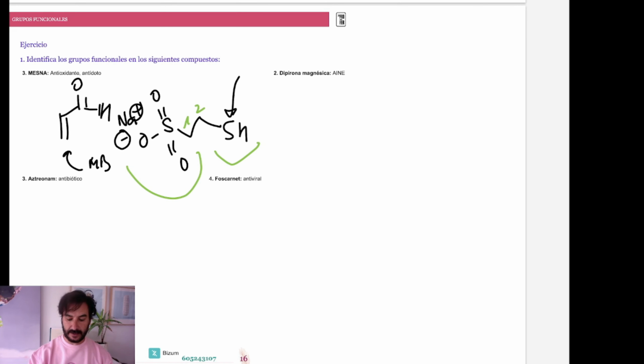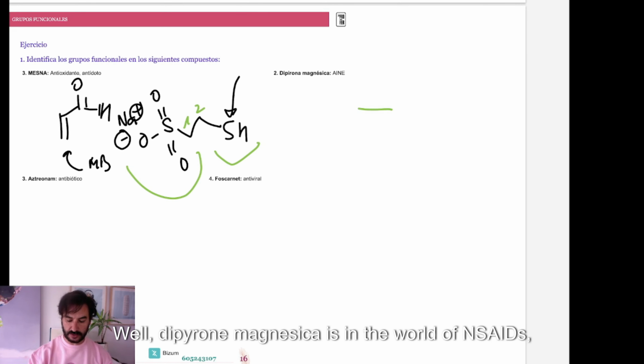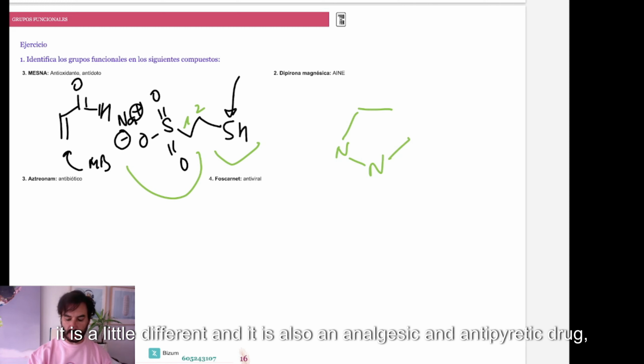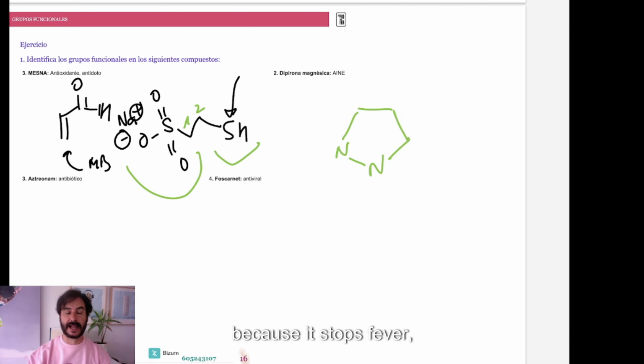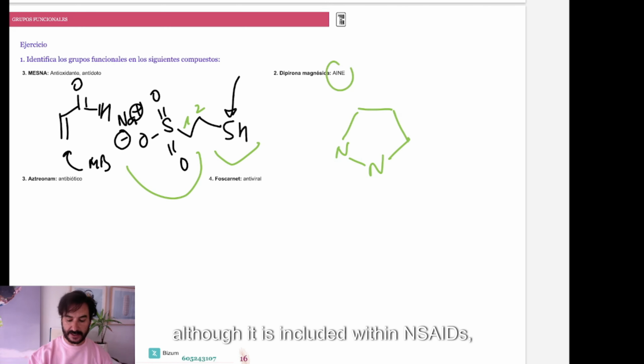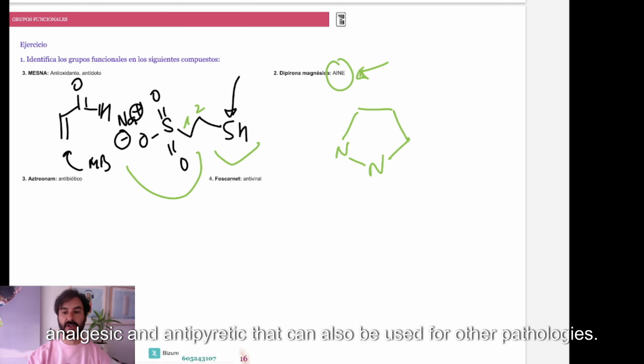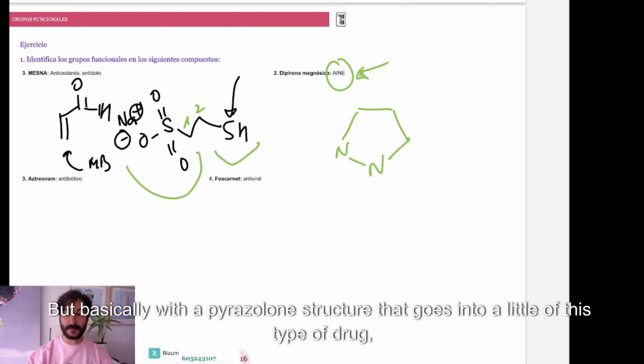Well, is dipyrone magnesium worth it? Well, dipyrone magnesium is in the world of NSAIDs. Although today it is being seen that its mechanism is a little different, it is also an analgesic and antipyretic drug because it stops fever. Although it is included within NSAIDs, its mechanism changes a little, and it is more analgesic and antipyretic that can also be used for other pathologies. But basically it has a pyrazolone structure that goes into this type of drug.